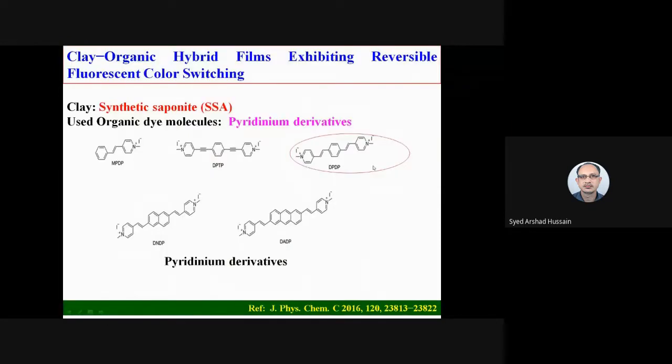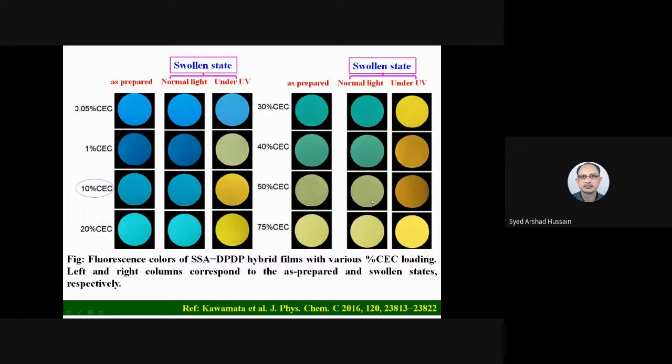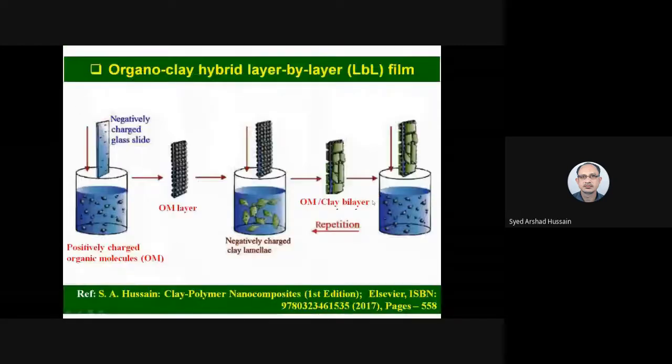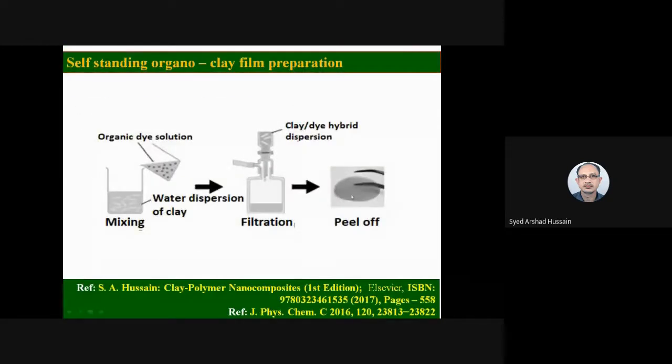So here I show you one example. Say this is a pyridinium derivative. Okay, so we prepare hybrid self-standing films using a saponite clay and this pyridinium. And it's a self-standing film using this technique.